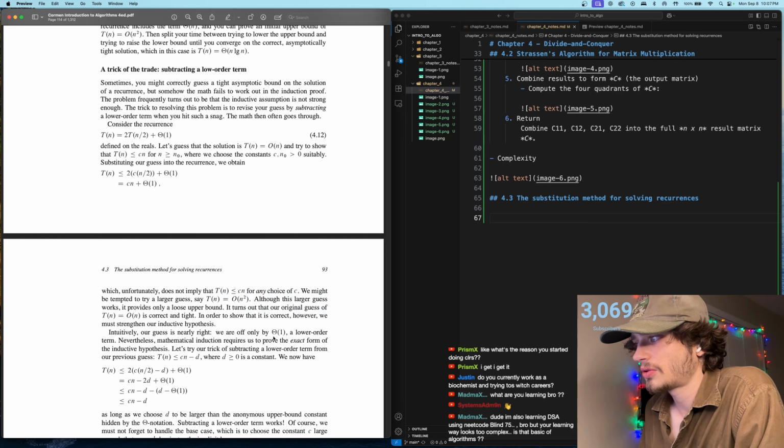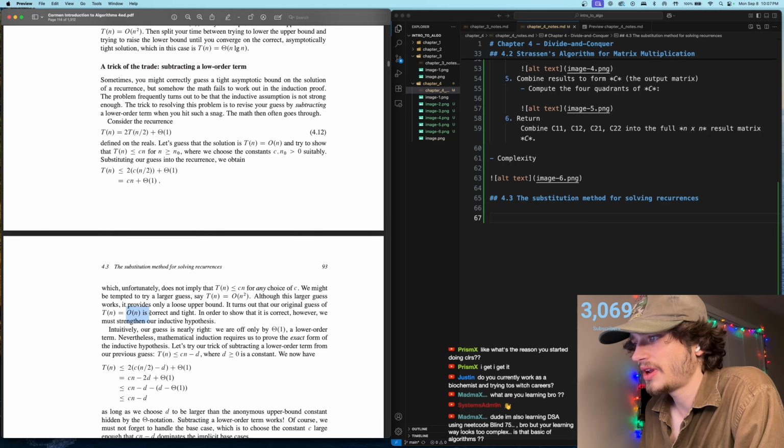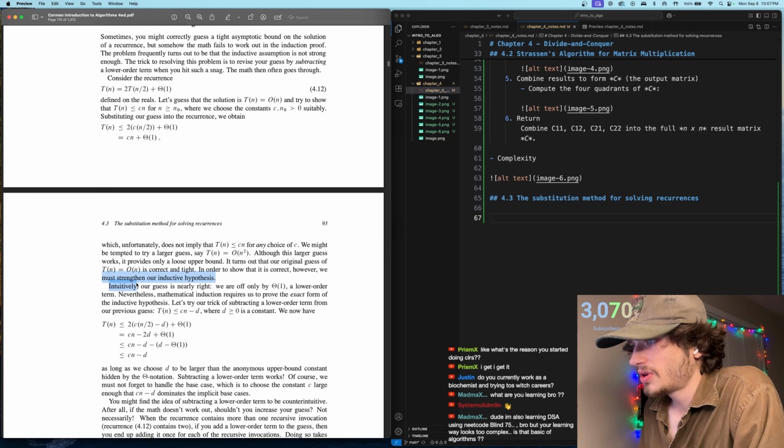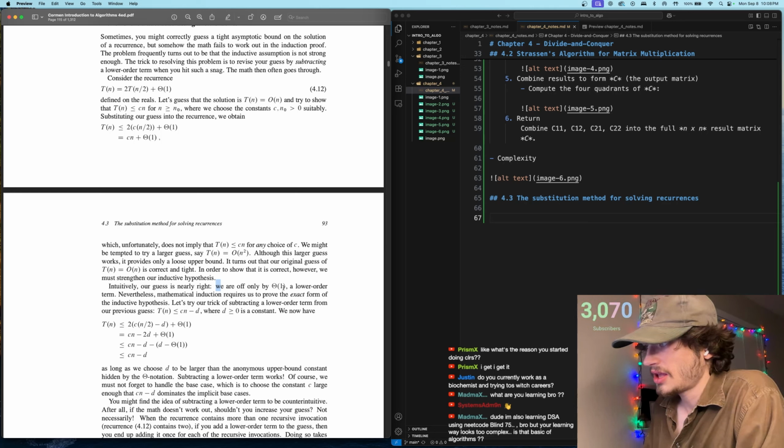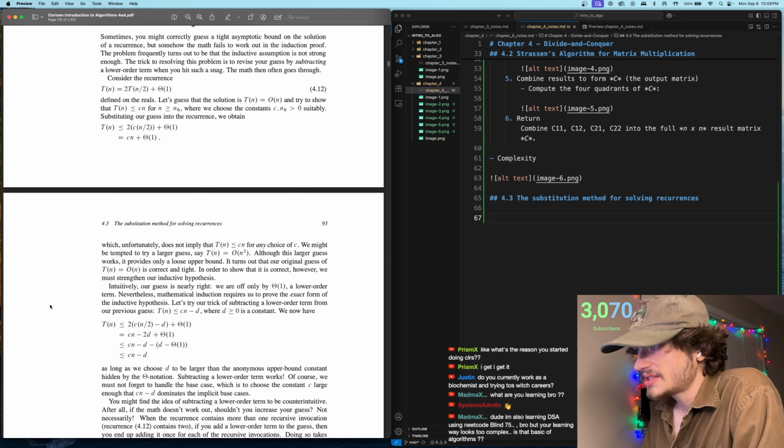It turns out that our original guess of T(n) = O(n) is correct and tight. In order to show that it is correct, however, we must strengthen our inductive hypothesis. Intuitively, our guess is nearly right. We are off by a Θ(1), a lower order term. Nevertheless, mathematical induction requires us to prove the exact form of the inductive hypothesis.